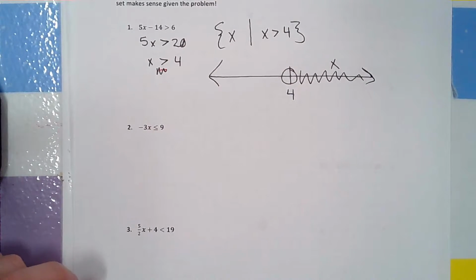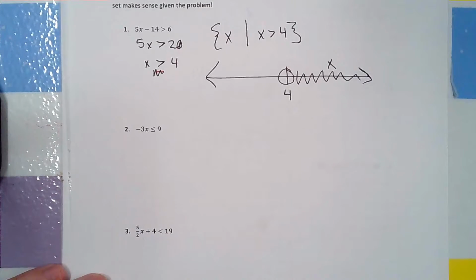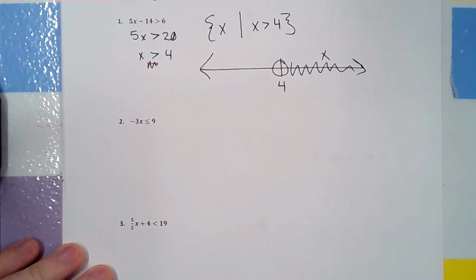So this says x greater than 4, non-inclusive. Any number greater than 4, not including 4. Will you mark us off if we don't fill in the circle? Yes. That's how you do the graph.